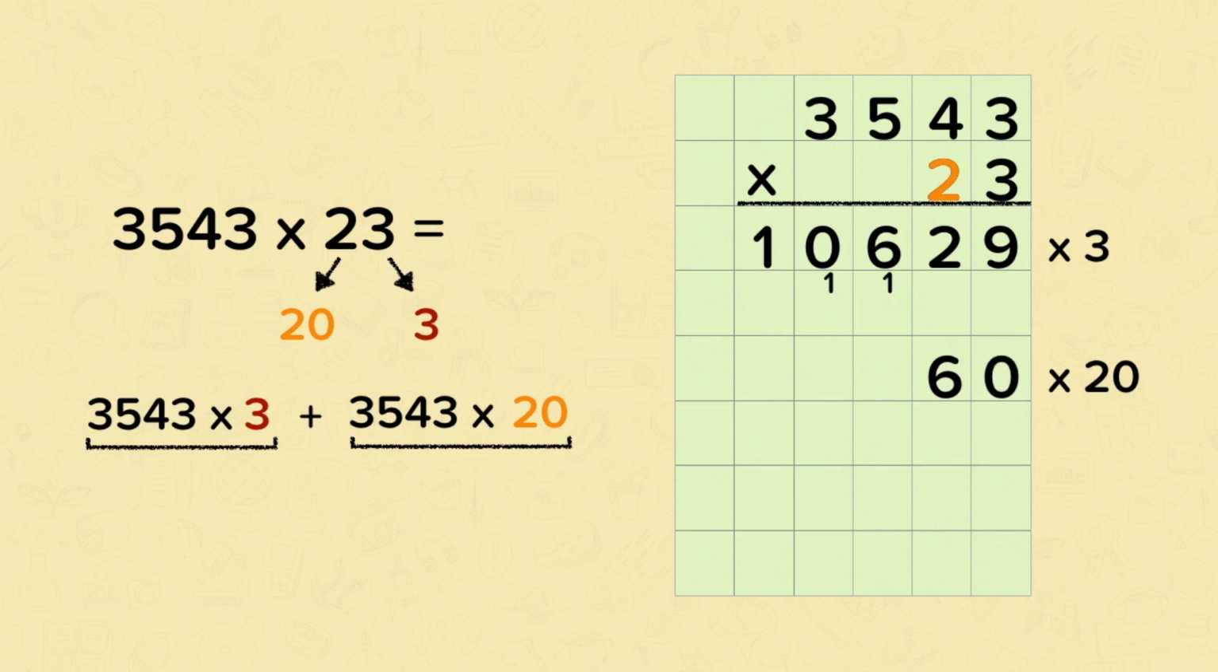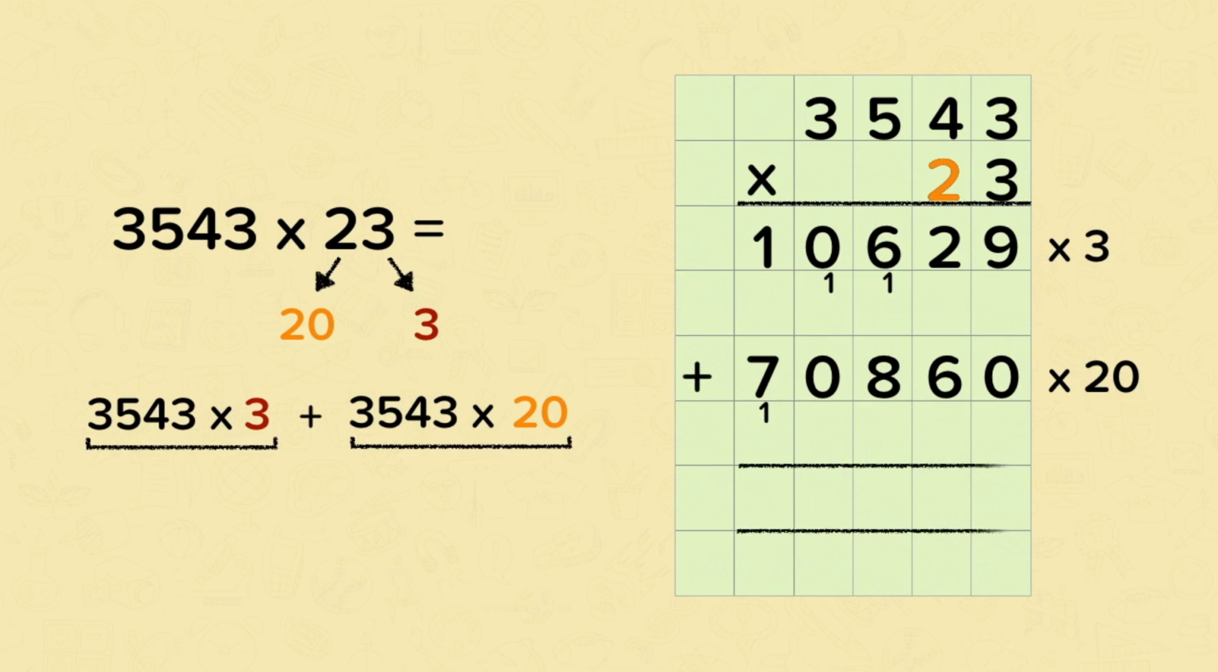Now on to the tens. We've got 4 times 2, that's 8. Onto the hundreds, 5 times 2, that's 10. So the 0 goes in the thousands place. The 1 is exchanged to the 10,000s place. And then we move to the thousands. So we've got 3 times 2, that's 6. Add the extra 1, that's 7. So 3,543 times 20 is 70,860.